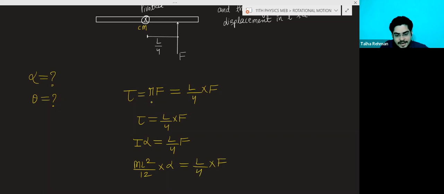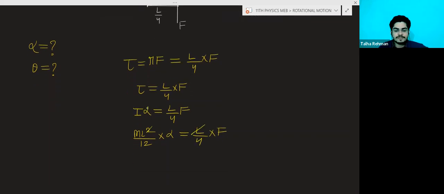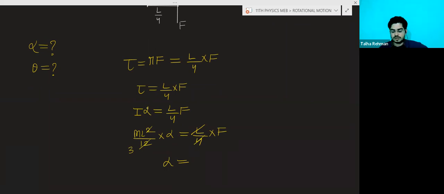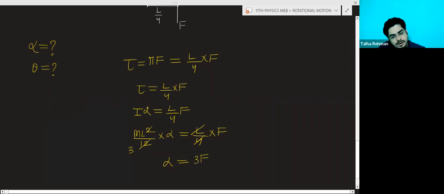So from here L and L will cancel out. So alpha you can find from here. 4 3s are 12, so it will become 3F by M, I think. 3F divided by ml.